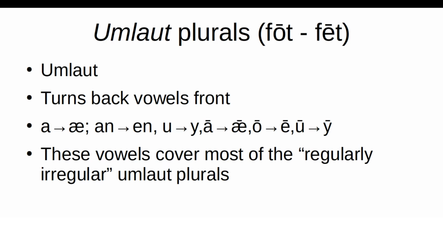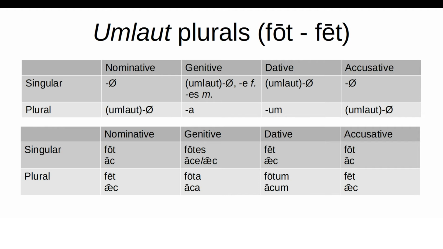So here's our basic paradigm. Nominative, nothing. Genitive for feminine nouns can either be umlaut or an e at the end, and for masculine nouns it's always an s. The dative is umlaut, the accusative has no ending, so the plural, the nominative, and accusative are both umlaut. The genitive is a and the dative is um. These are the two that are always like that, and you can always be sure of those ones.